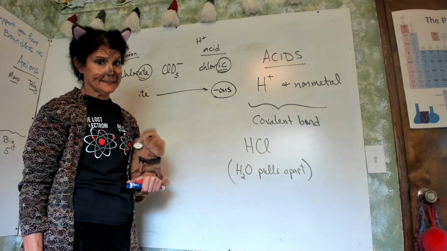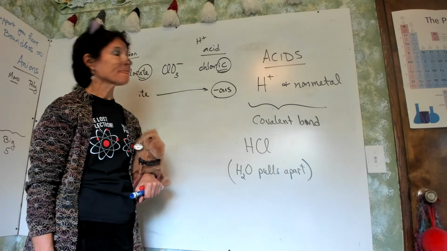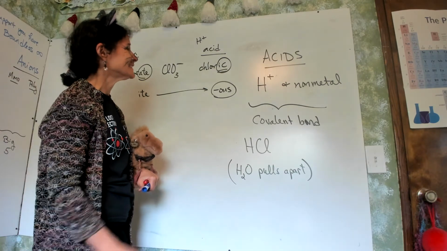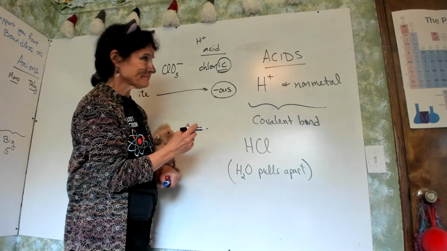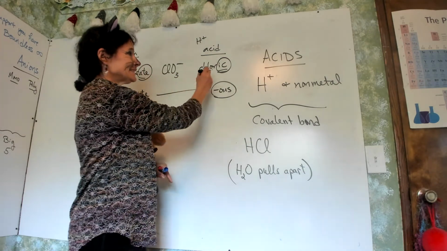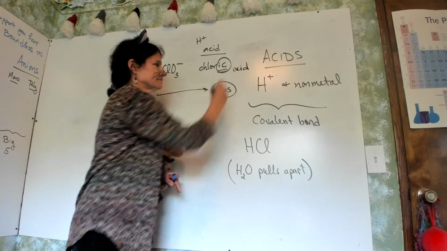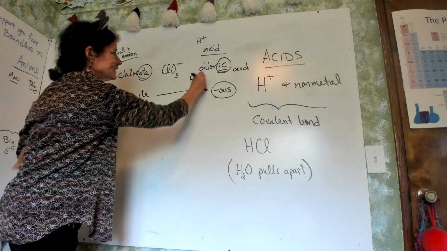Students are always like, I didn't understand acids. That's because it's the end of this long video. When you do it in the lab, everybody does really well with acids. You treat it as an H plus combining with the anion. But you end it with ic or ous, and then you say acid. So chloric acid would be HClO3.